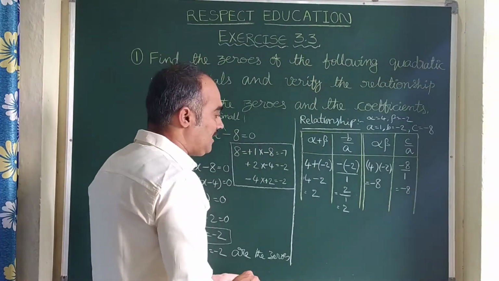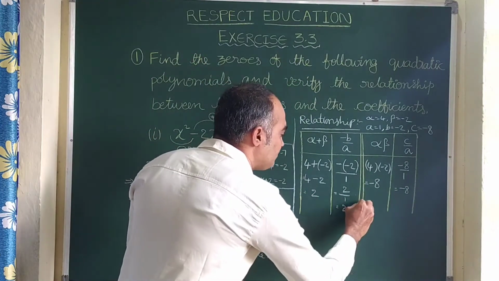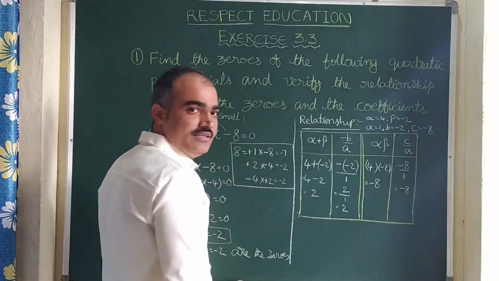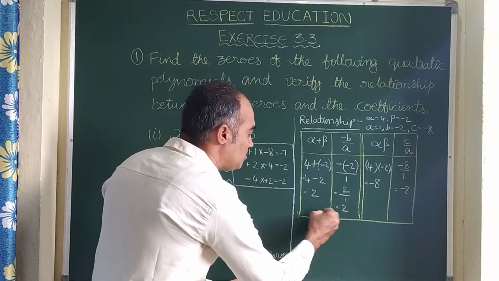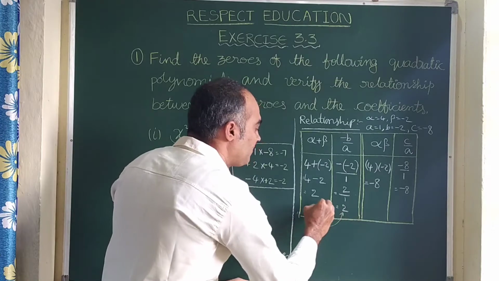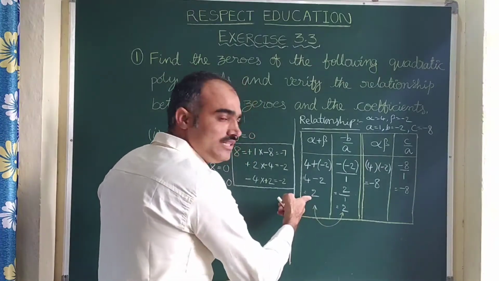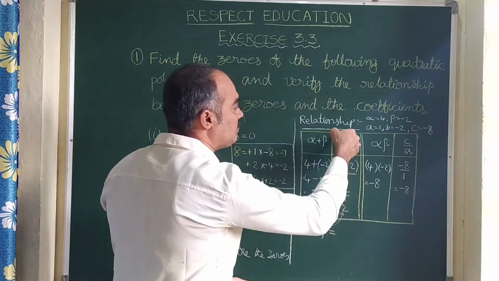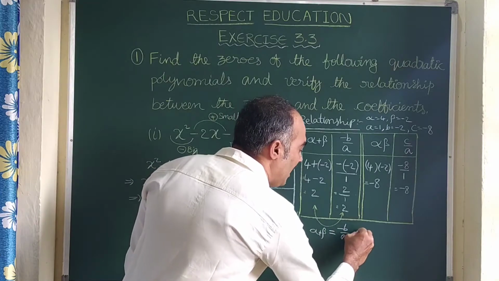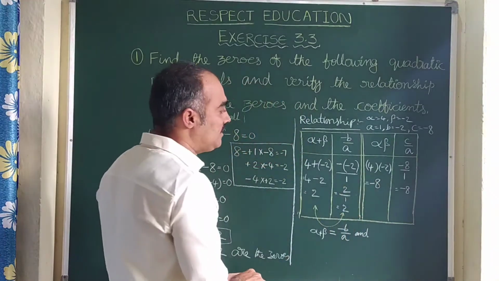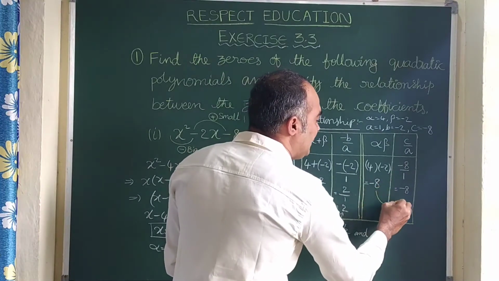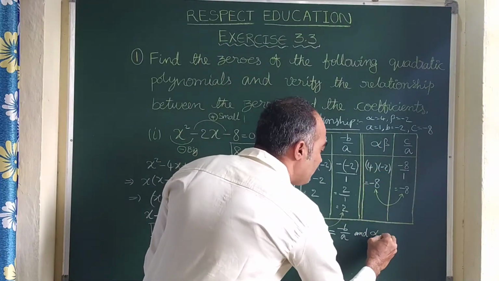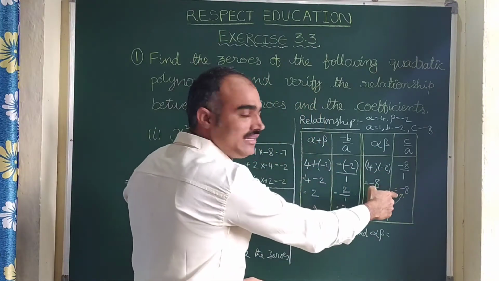Clear? Now let us compare these values. See, this is 2, this is 2, these two are equal. Right? That means this 2 is nothing but alpha plus beta. Here alpha plus beta is equal to this 2, which is nothing but minus b by a. And this 8 and this 8, these two are also equal. This 8 is nothing but alpha into beta, which is equal to this minus 8, which is nothing but c by a.